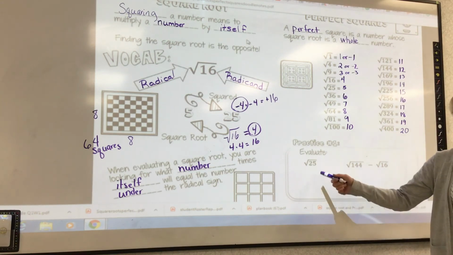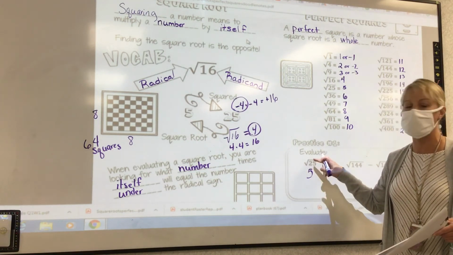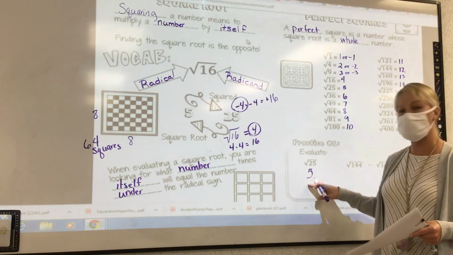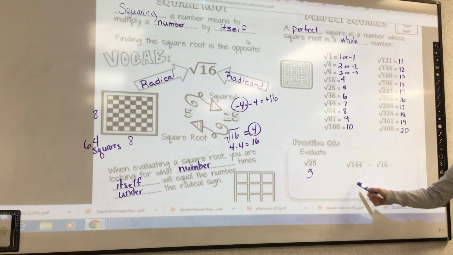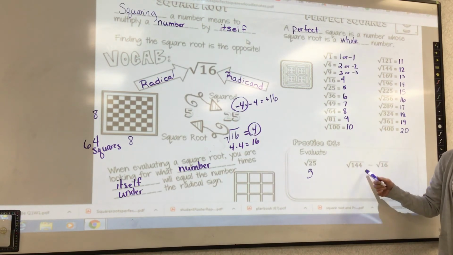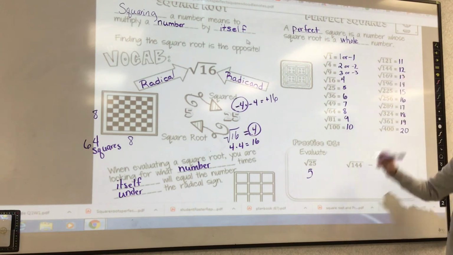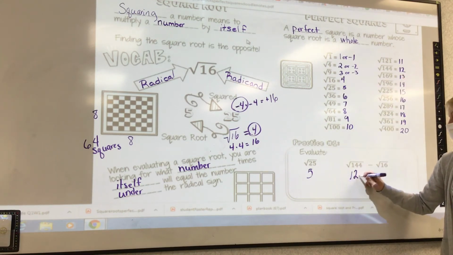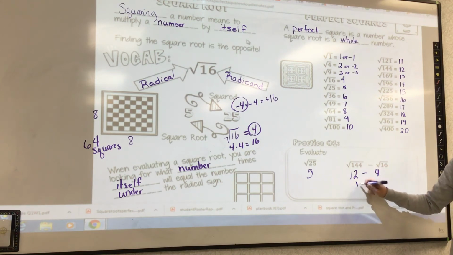So we have some practice here with our perfect squares. The square root of 25 is? 5. That you should have memorized. I'm not putting it above the radical sign. I'm putting it below the answer. Now here, to evaluate this problem, you do the square roots first, and then you subtract those answers. So what's the square root of 144? 12. Okay, if you don't have it memorized, look up here. 12 minus the square root of 16, which is 4. Then you do 12 minus 4, which is 8.